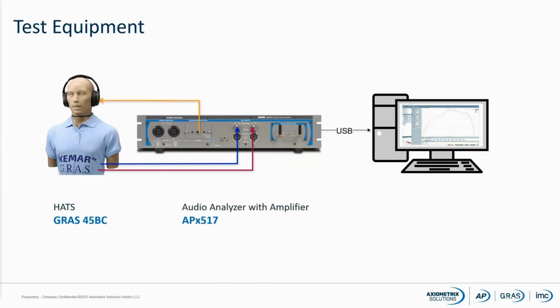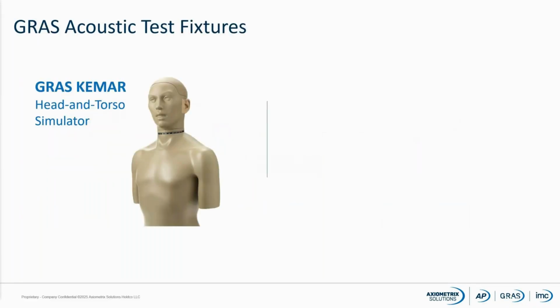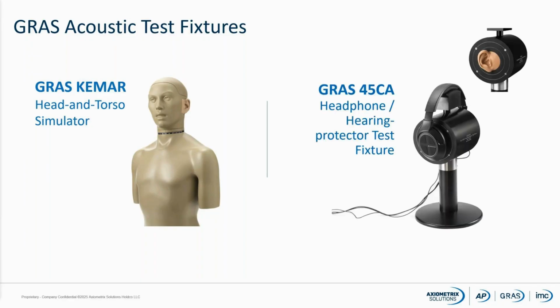And here are the specifics of the equipment I've been using for our demos today. We have a GRAS 45BC head and torso simulator, an APX517 acoustic analyzer, and APx500 software. And GRAS provides several KEMAR options to select from, as well as a 45CA headphone/hearing protector test fixture, which has occluded ear simulators and anatomical pinna that meet industry standards. If you'd like more information about that, you can visit our website at grasacoustics.com.